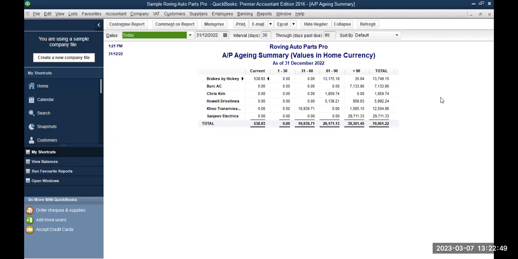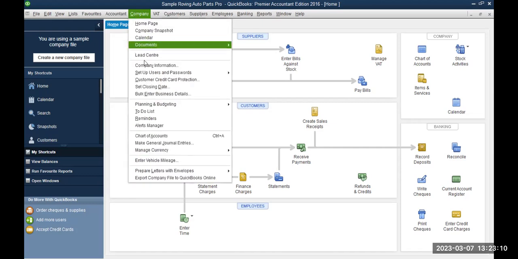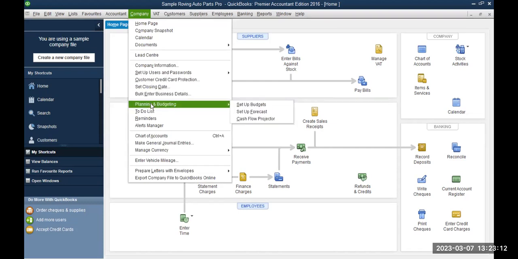Okay, so once you have your accounts receivable checked out, and you have your accounts payable checked out, and you've confirmed that these are the correct balances, then now we go to the cash flow forecasting. For cash flow forecasting, you go to company, under company, we go to the same place we went to look for the budgets, under planning and budgeting, and then there's a cash flow projector tool.